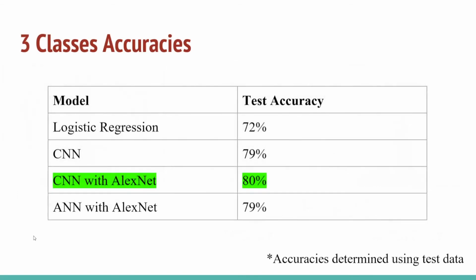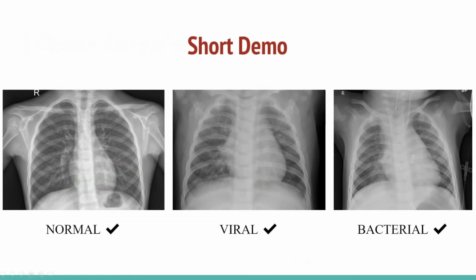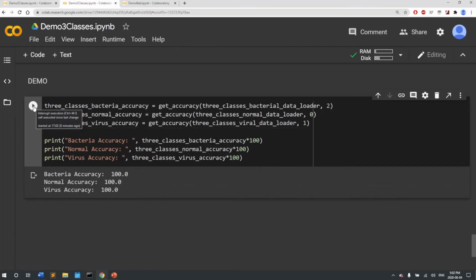We tried a variety of different models with different architectures. However, the one with the highest test data accuracy was our CNN classifier, which achieved an accuracy of 80%. These three images have never been tested on our model before, and here's a short demo. So when we run the CNN classifier through these three images, it's able to correctly identify which is bacterial, normal, and viral in nature.